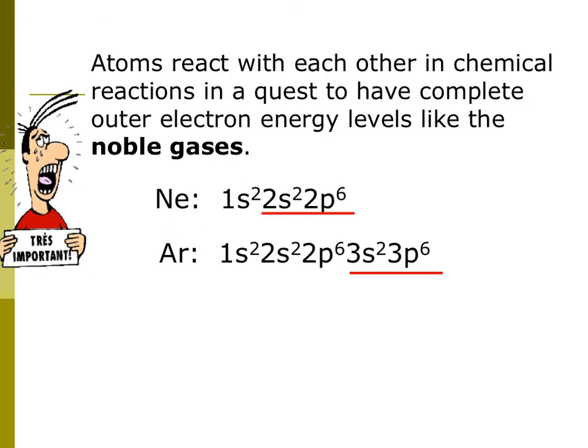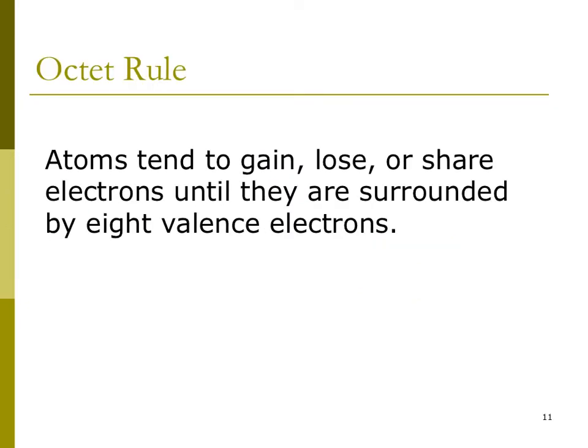I want to talk about one more main idea behind bonding before we move on to the specifics. Atoms want to be like their noble gas counterparts. The noble gases have completely full s and p orbitals. Since you can only have 2 electrons in s and 6 electrons in p, a completely full set would have a total of 8 valence electrons. This is known as the octet rule. All atoms will gain, lose, or share, do whatever it takes until they get 8 valence electrons.